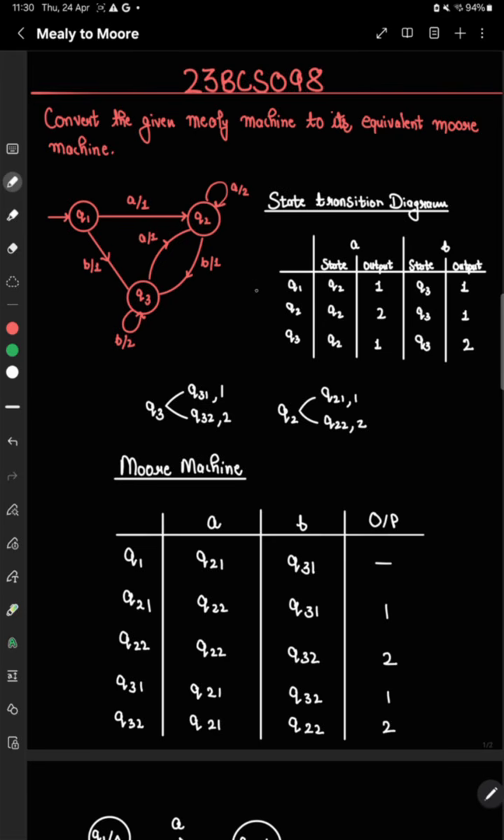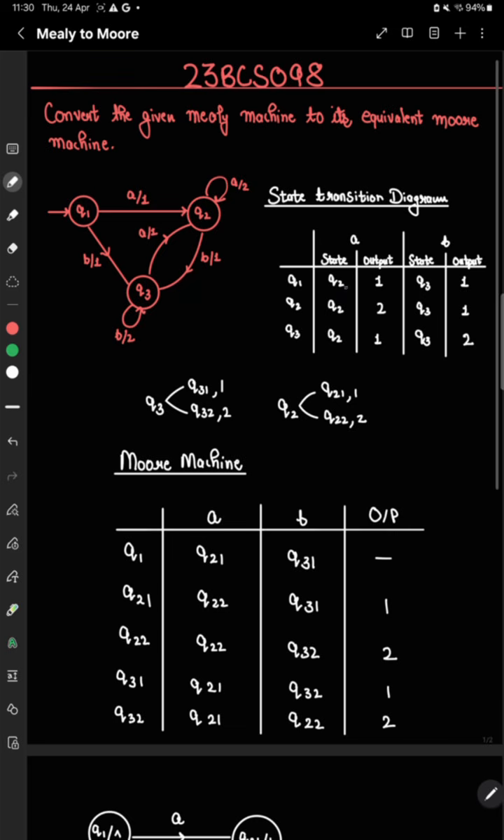Let's take an example for the state Q1. Q1 goes to Q2 on getting the input A and gives output 1, so that's what I have written here. On A it goes to state Q2 and gives output 1. Similarly, for input B it gives output 1 and goes to state Q3, and that is what I have written over here. Similarly, we can do it for Q2 and Q3.